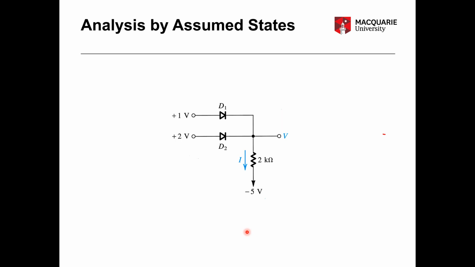In this video, we're going to look at how to analyze simple diode circuits using the analysis by assumed states approach to determine the state of our diodes and therefore the voltages and the currents in the circuit. So you can imagine if you're given a circuit like this, you might be asked to calculate V, you might be asked to calculate I, and that's not possible unless you know the characteristics and the state of D1 and D2. So how are we going to figure that out?